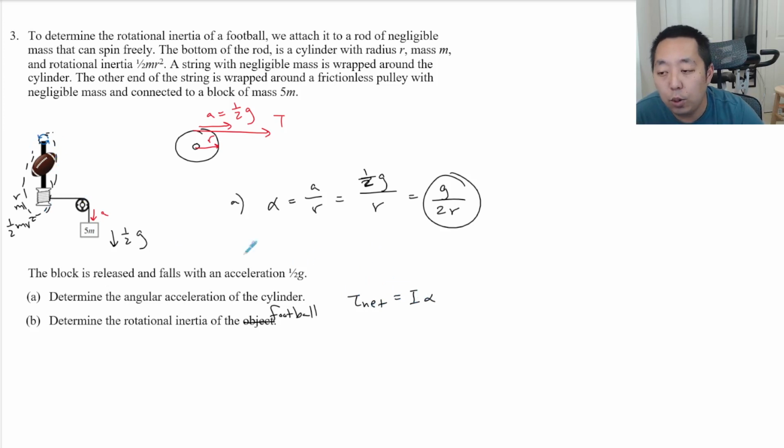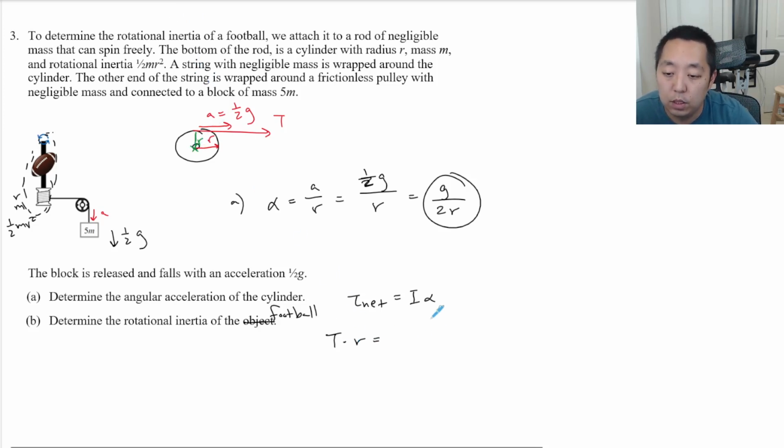Well, the net torque, there's only one thing that's causing a torque, and it's the tension in the rope here. What torque? It's the tension times the radius, because if I draw an r vector from the axis of rotation, it's just r times the tension that is the only torque acting on the system. Now, what's the I? The I is the rotational inertia of the football as well as the rotational inertia of this spool. So that would be I of the football, plus 1/2 mr squared, which is the I of this little cylinder, times alpha.